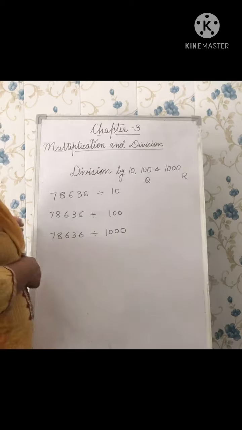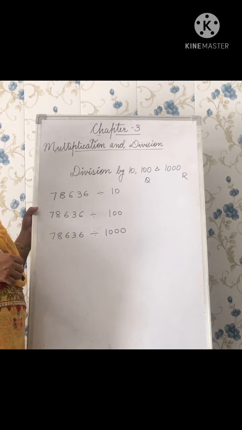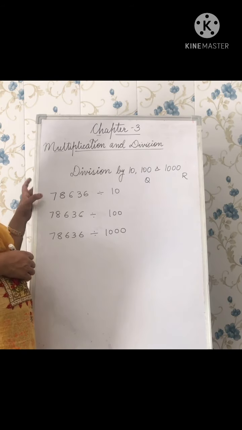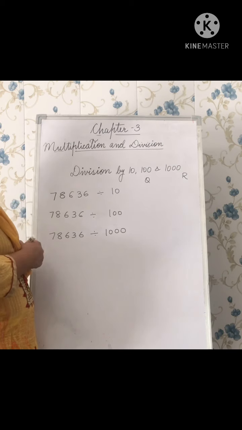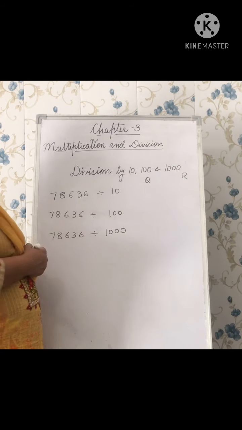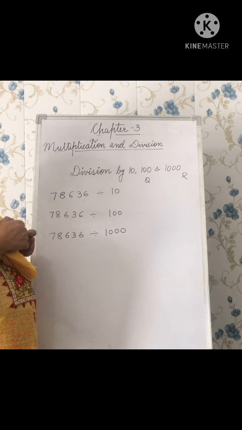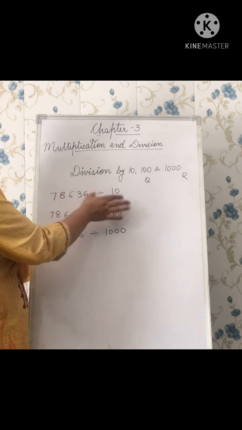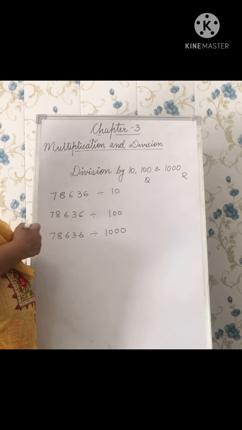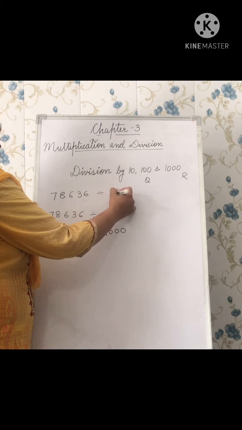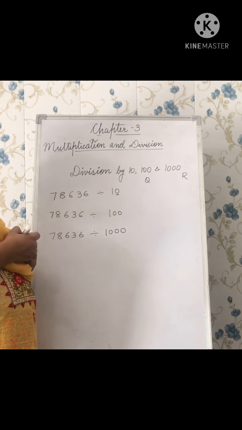Hope you understand. The next topic, division by 10, 100 and 1000. If a number is given to you and you have to divide it by 10, 100 and 1000 and find the quotient and remainder, so how will you do it? It is just a matter of seconds. You don't have to divide this whole number by 10, 100 or 1000. Just see how many zeros are there in this.